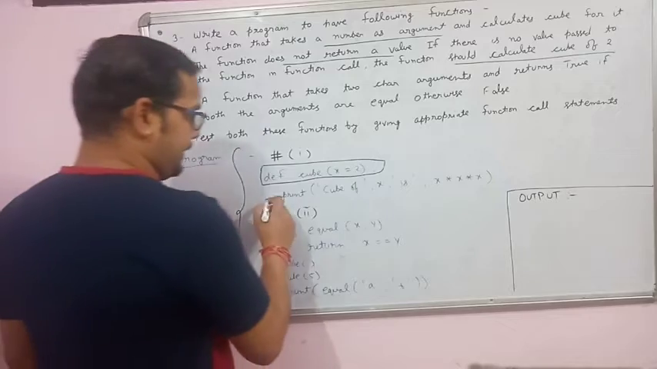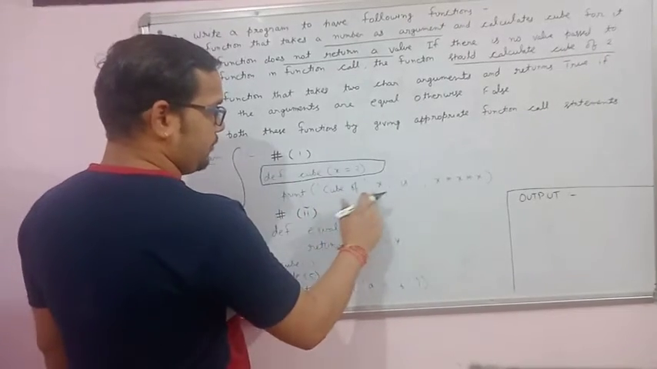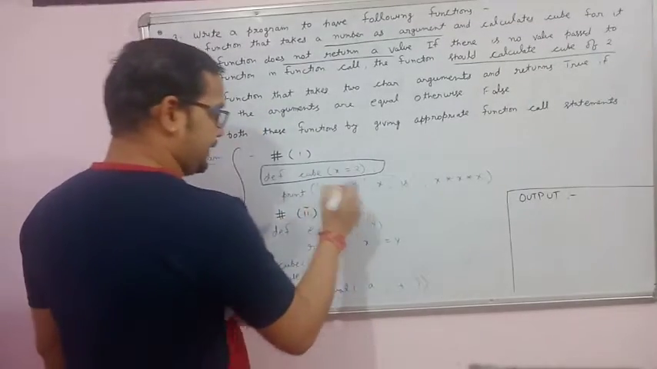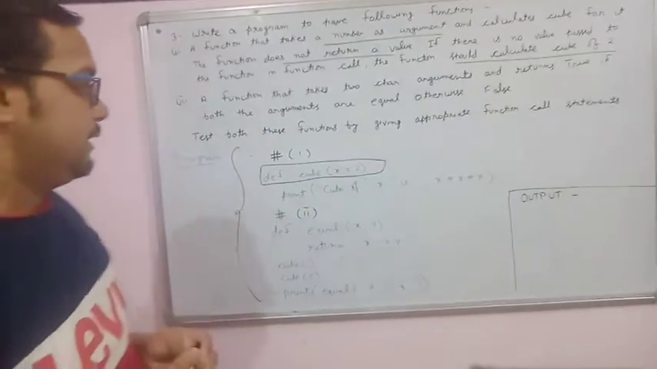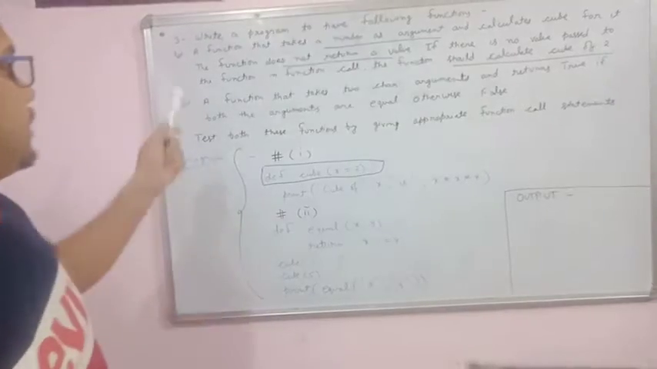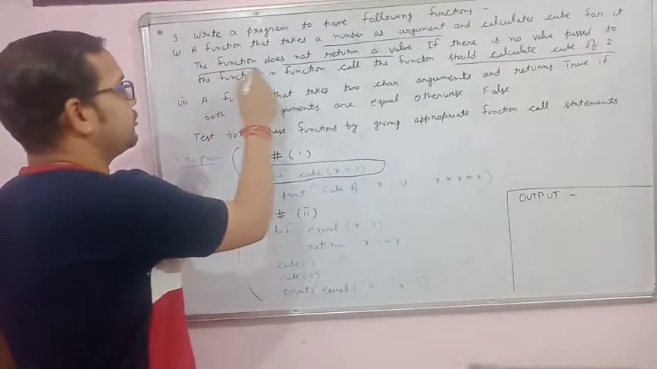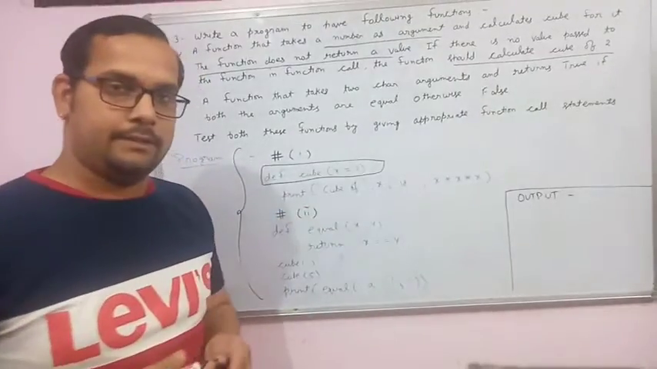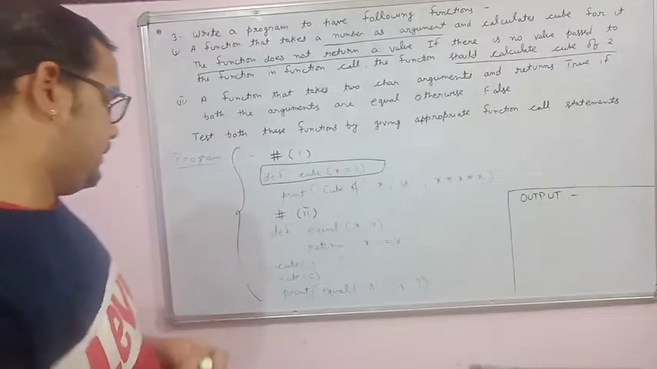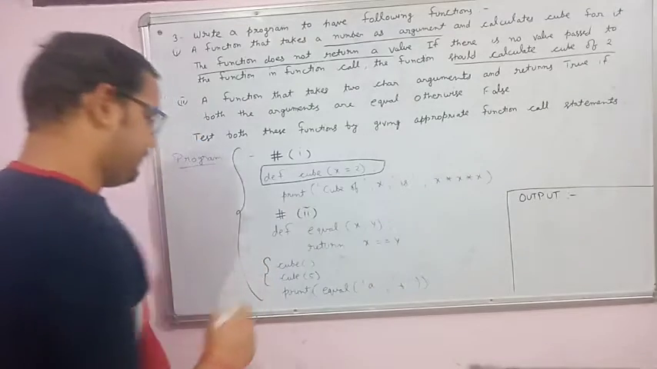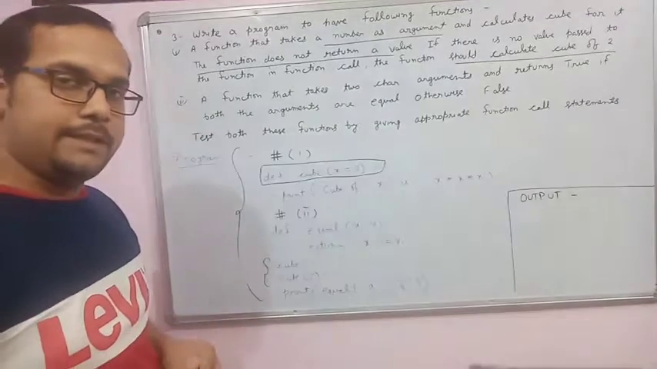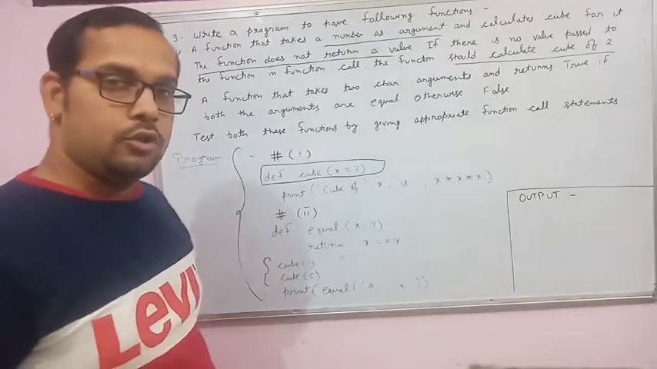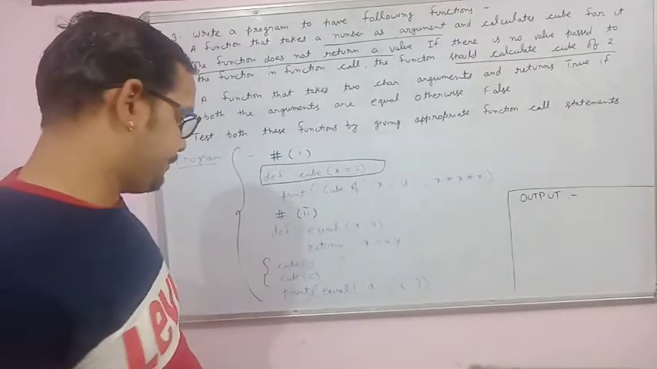Then the print statement, cube of x is x into x into x. There is no return statement in this function, because the question is saying that the function does not return a value. That's why no return statement is present. These lines come under the main program. These two are the calling part of the function.